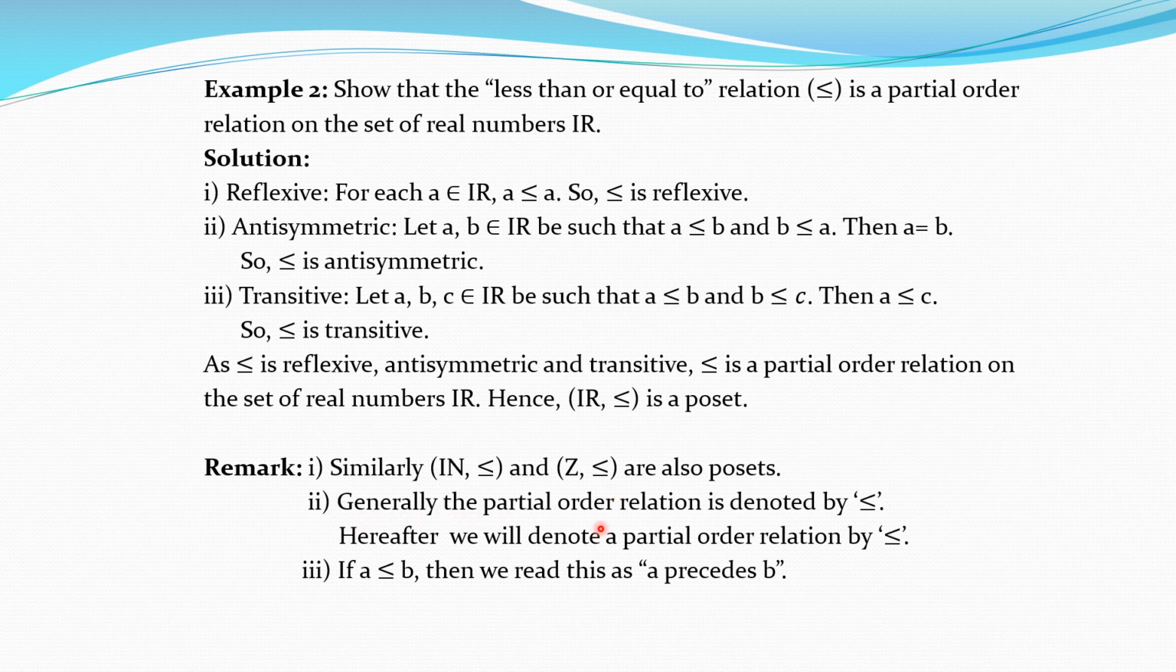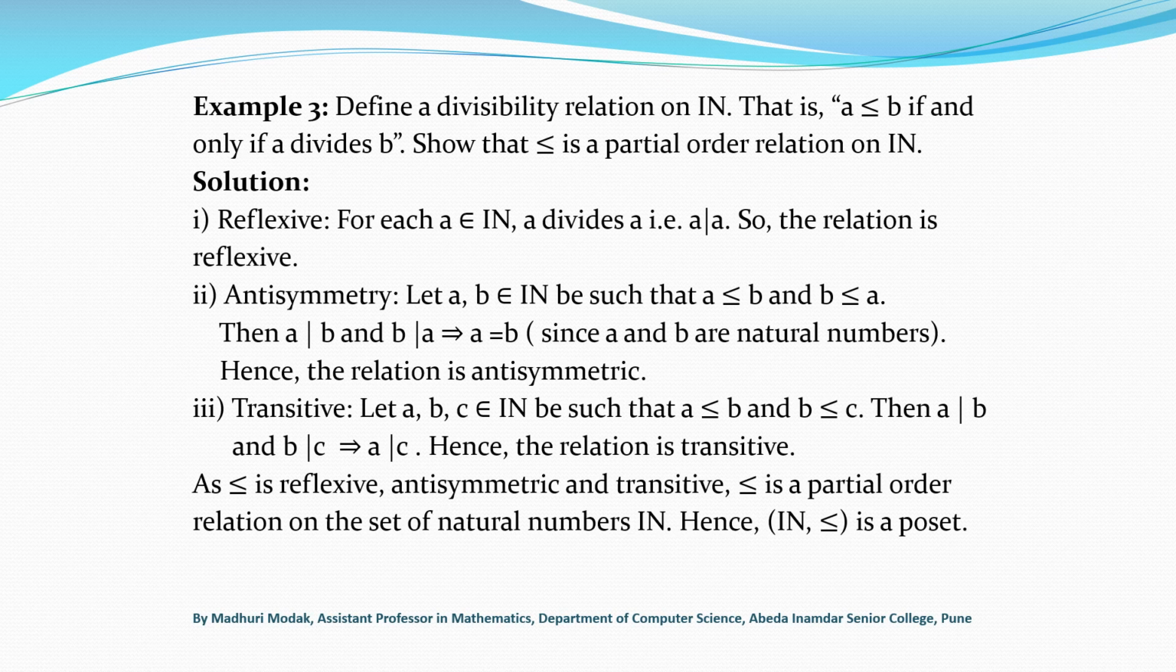Generally, the partial order relation is denoted by this symbol, which is the less than or equal to symbol. But we are not writing and reading it like less than or equal to right now. Hereafter, we will denote a partial order relation by that symbol. But instead of reading it as a less than or equal to b, we read this as a precedes b. Now next example, define a divisibility relation on N. That is, a precedes b. This is not less than or equal to now. This is just the notation. So a precedes b if and only if a divides b.